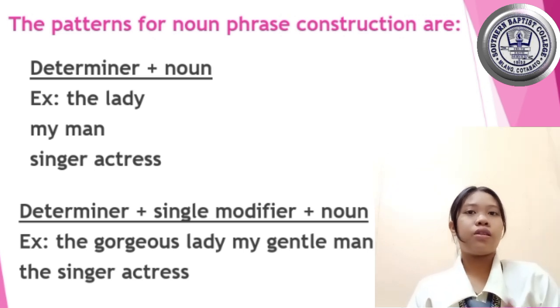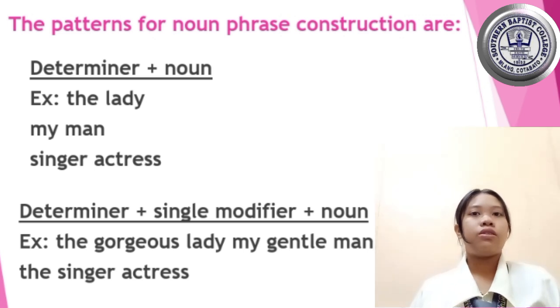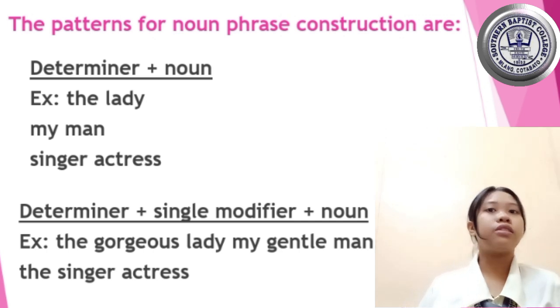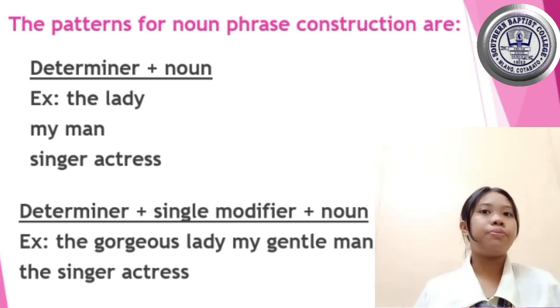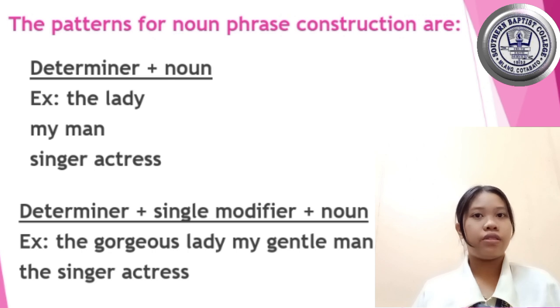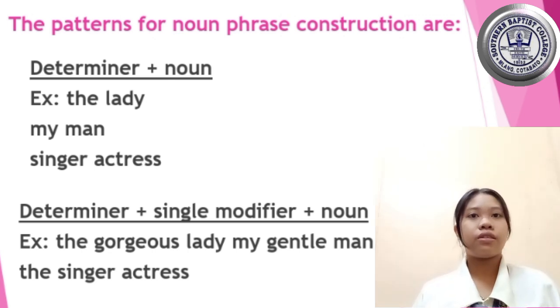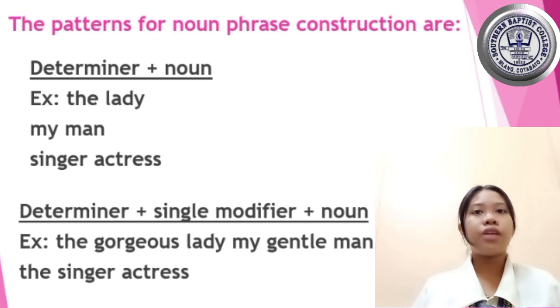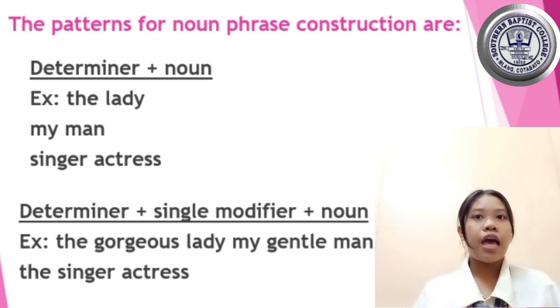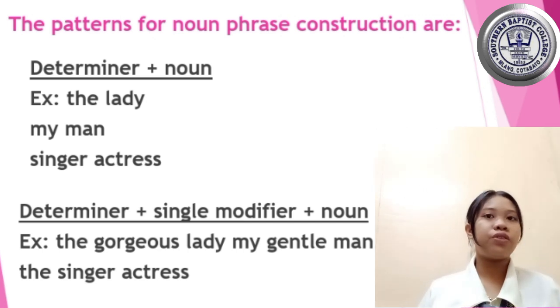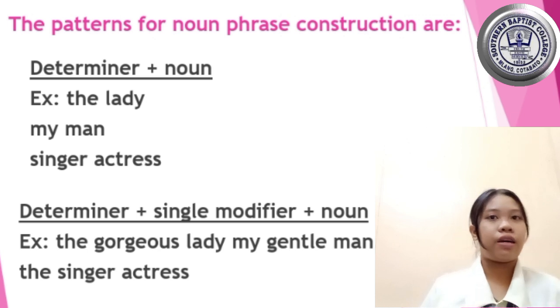The second example is my gentleman. The word my is the determiner, and the word gentle is the single modifier. The word man is our noun. For the third example, the singer-actress. The word the is the determiner, singer is a single modifier, and actress is the noun.